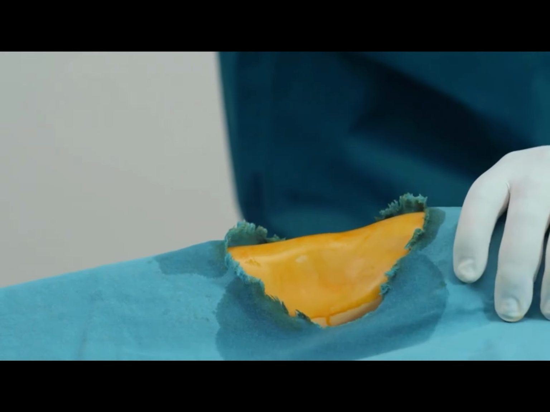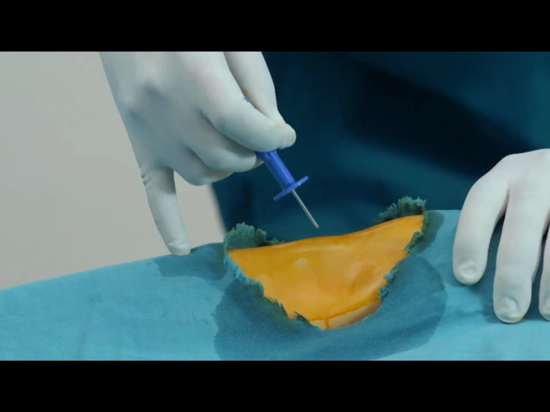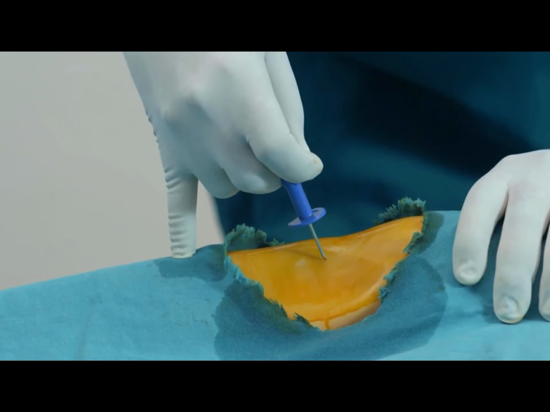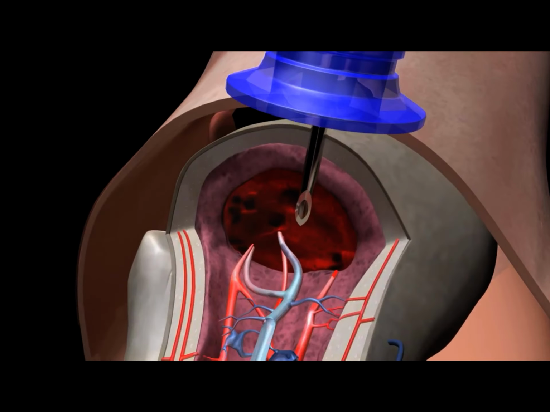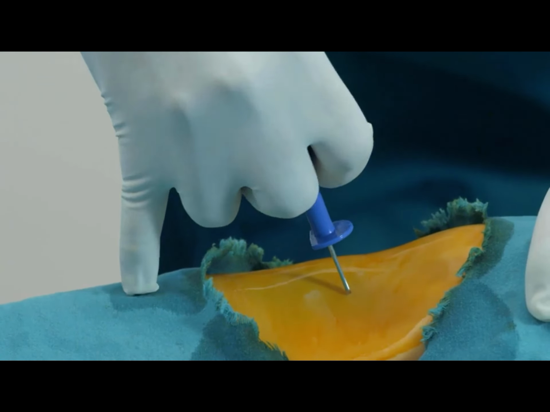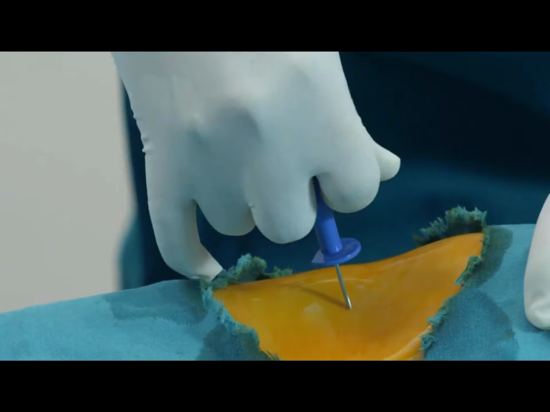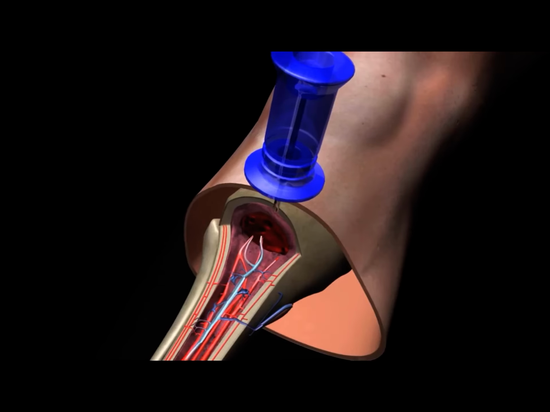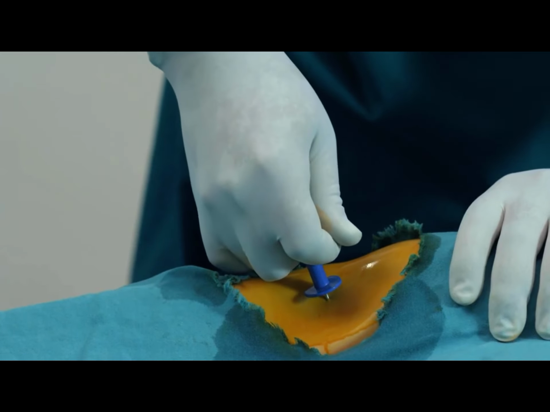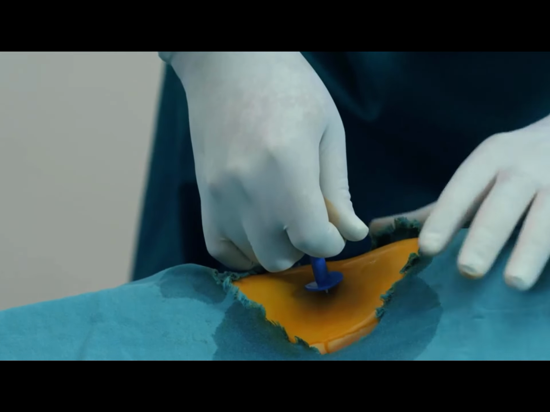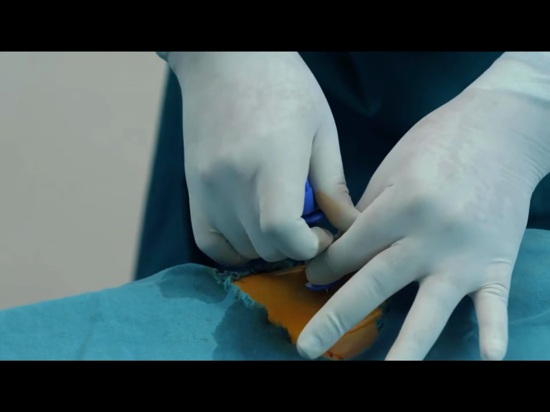Stabilize the leg with the non-dominant hand. Hold the needle in the palm of the dominant hand and position it at a 90-degree angle to the long axis of the bone. Advance the needle through the bone cortex with a rotary motion with steady pressure. A great deal of resistance is encountered. A sudden loss of resistance indicates that the needle has penetrated the cortex and has reached the medullary cavity.